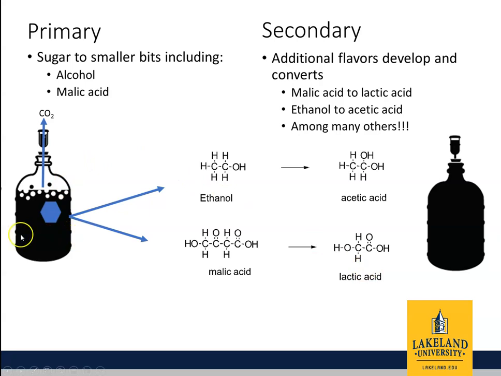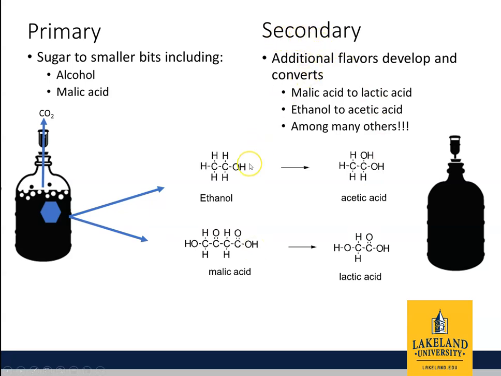And then usually we remove those cells that have fallen to the bottom, and just the floating ones, the healthy ones that are on top, continue to take on some of these compounds and clean up the beer. This is called a secondary fermentation.